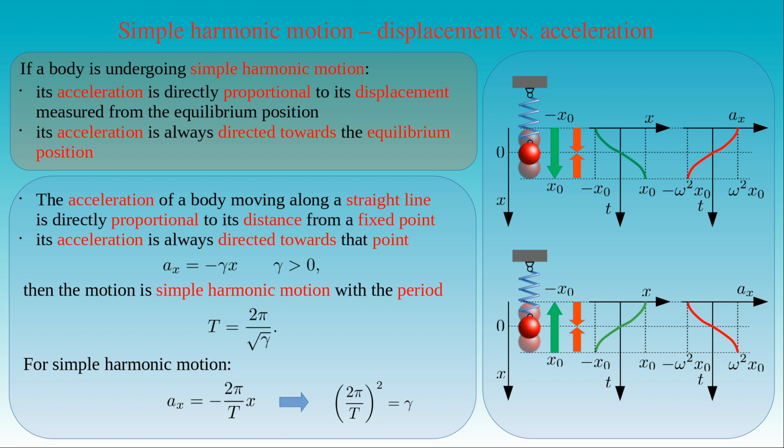Here the body reverses its direction of motion and starts to move in the direction of its equilibrium position. Then its acceleration vector points in the direction of motion, indicated with the lower red arrow. When the body passes through its equilibrium position and moves away from it, the acceleration vector reverses its direction and points in the opposite direction of the motion, indicated with the upper red arrow.